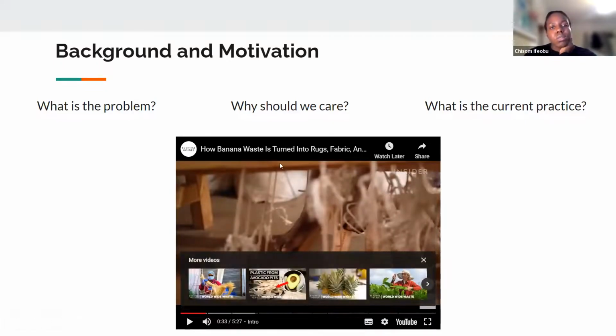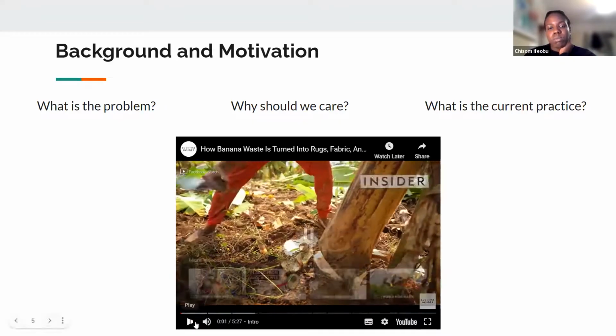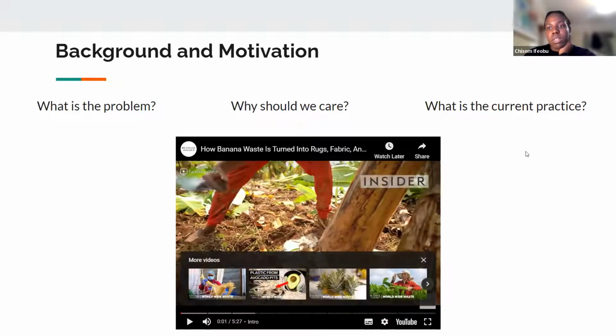So in this clip, they've told us what the problem is, and the problem is bananas produce a lot of waste during their production. And they told us the current practice, which is to burn the waste from the banana. And we should care about that because that causes air pollution, which leads to global warming and also other diseases, and increases the problem of climate change that we're facing.